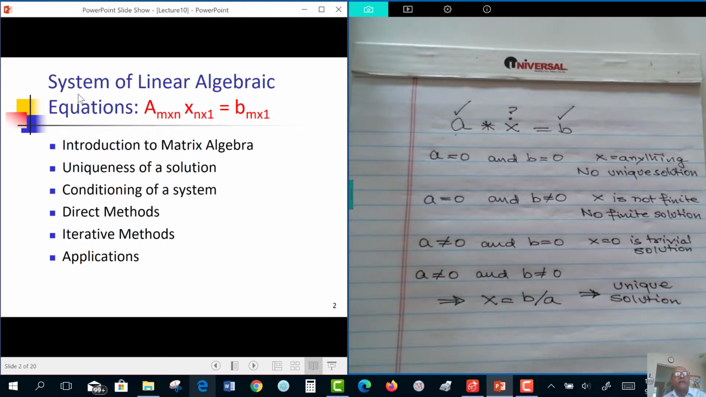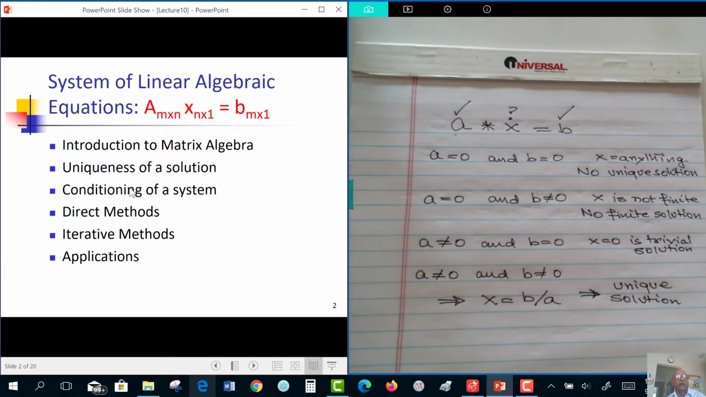So now, when we have many equations, linear equations in many unknowns, let's say we have m equations in n unknowns. We will write them in this compact form A times X is equal to B, where A, X, and B are matrices. So we want to learn more about matrices.